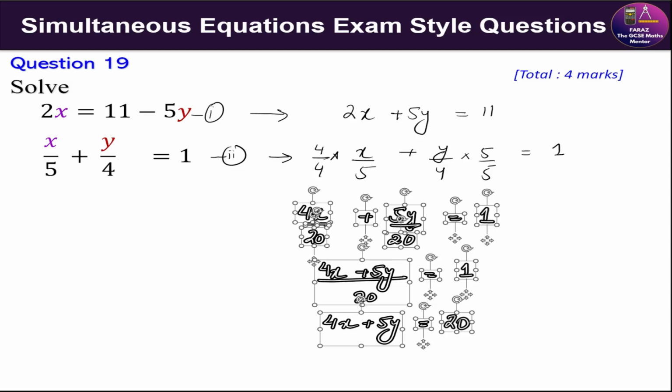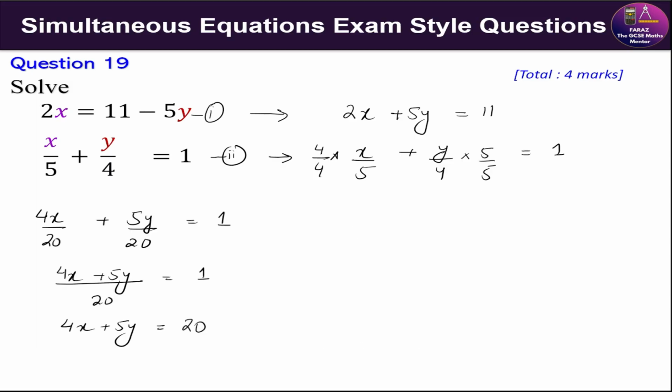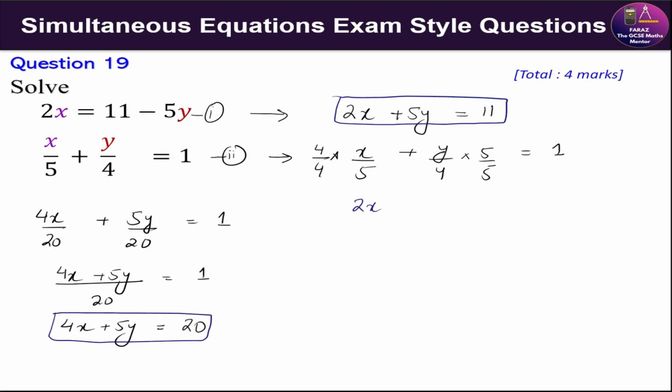Okay, let's bring it here. Alright, now rewrite your equations in new forms. So this is the equation 1 new form and this is the equation 2 new form. Now if you write them separately, 2x plus 5y equals 11 and 4x plus 5y equals 20. Now you can do the elimination. We can see here it is plus 5y plus 5y. So the coefficients of y are same and both are positive.